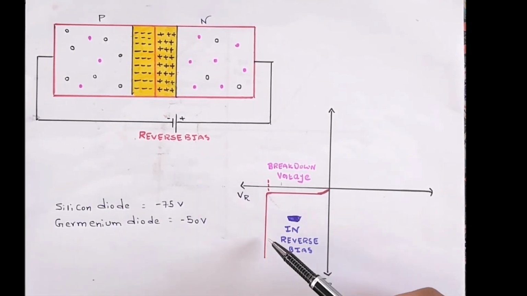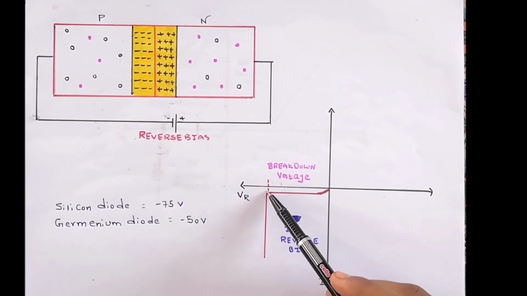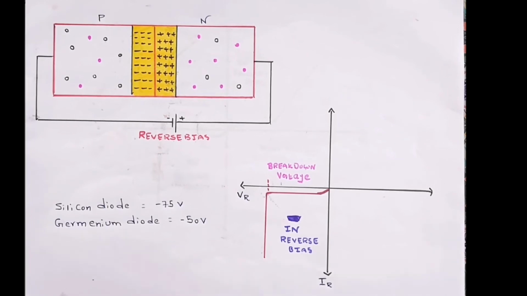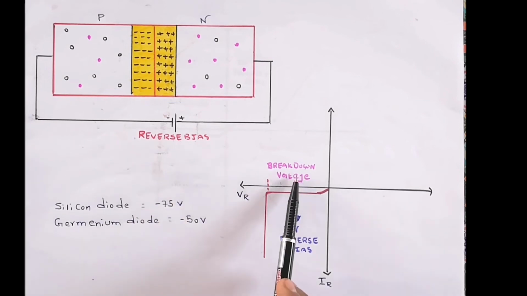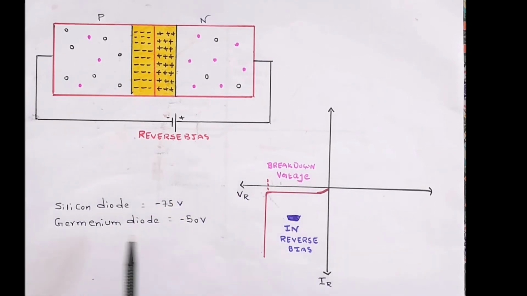The voltage at which the current increases rapidly is called the breakdown voltage. The current generated due to the minority charge carriers is called the reverse saturation current. The reverse breakdown voltage for a silicon diode is minus 75 volts, and for a germanium diode it is minus 50 volts. So this is the VI graph of a PN junction diode in case of reverse bias.